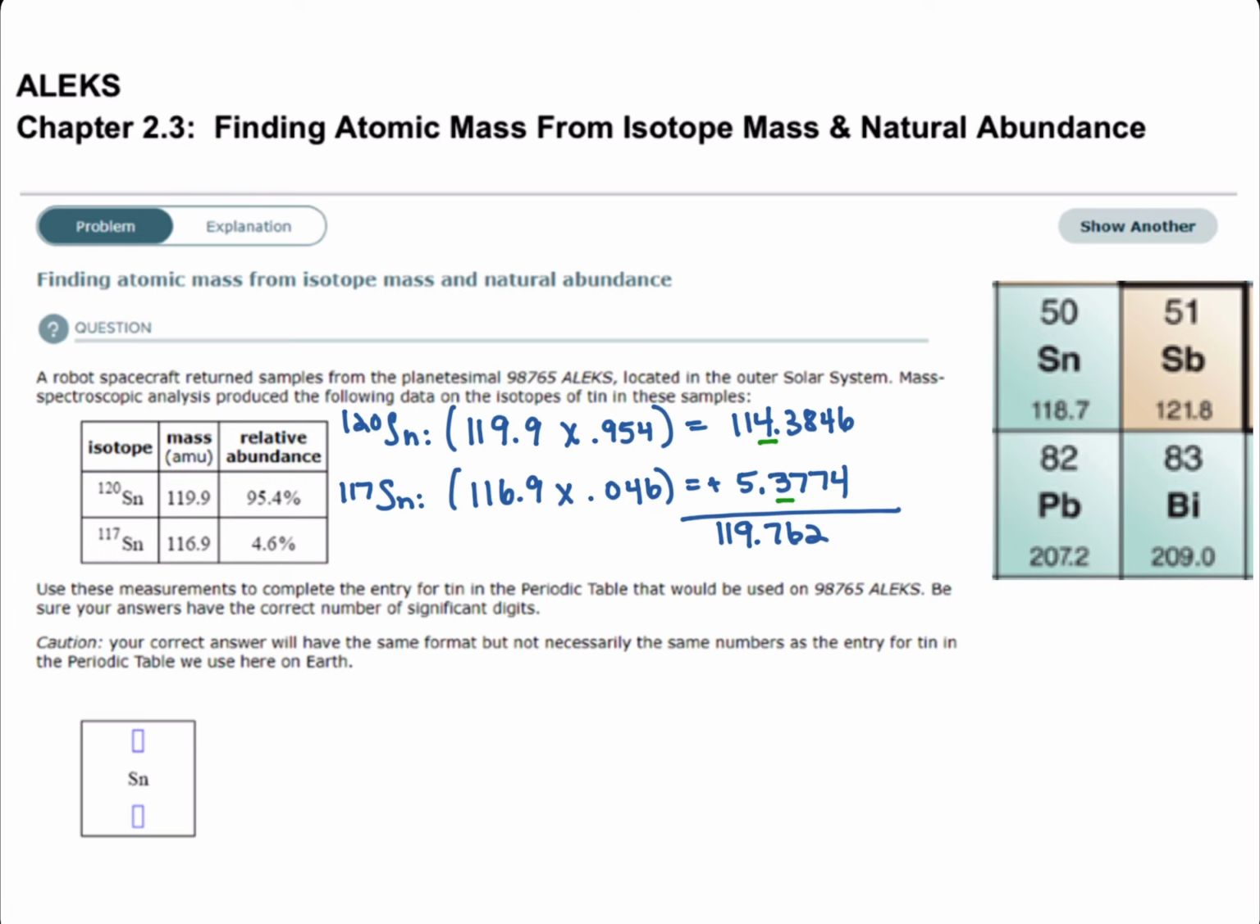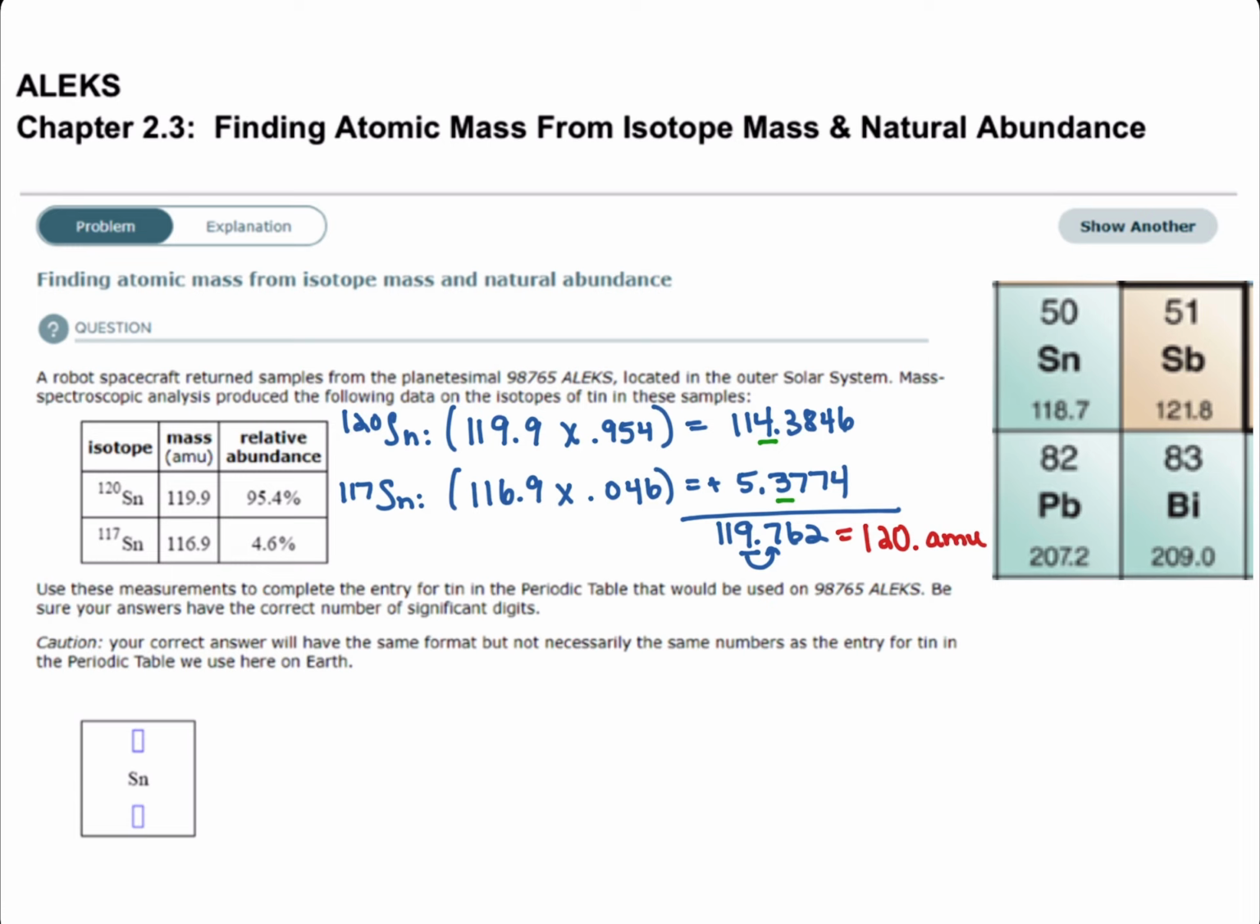Now when I add numbers, I look at the fewest decimal places. So I've underlined the 4 in the first number, and that indicates no decimal places. In the second number, I've underlined the 3, which is the first decimal place, so that means my final answer should have no decimal places. So I'm going to underline the 9, and I'm going to look at the number next to it. So the 9 gets a score, so my answer is 120 AMU.